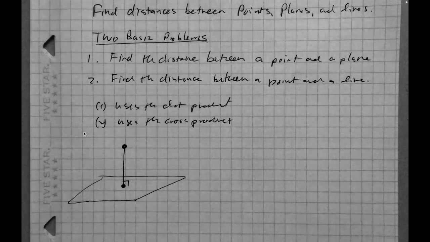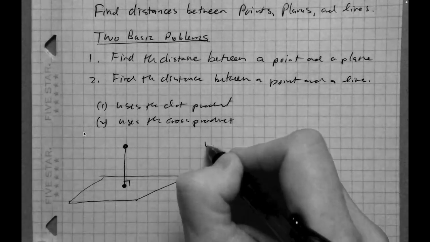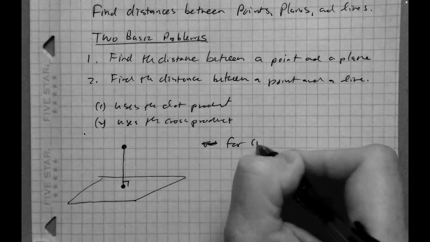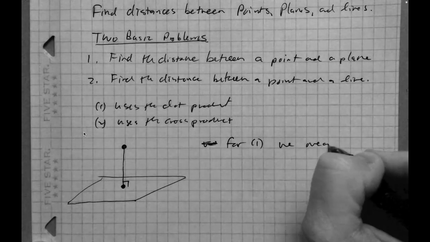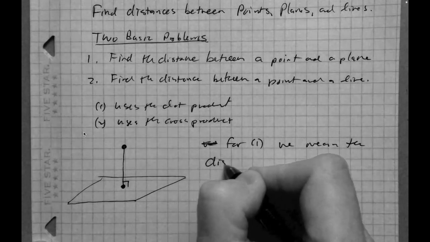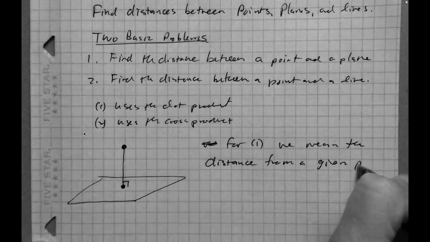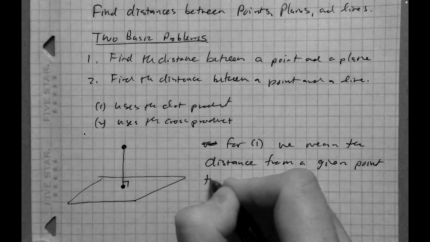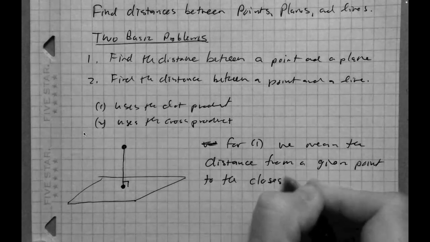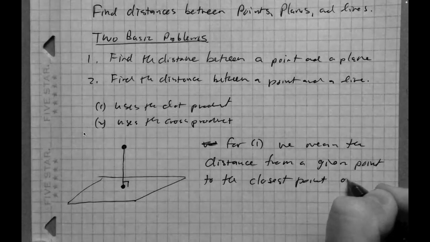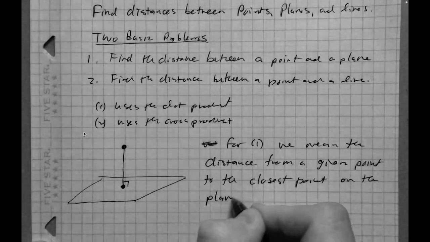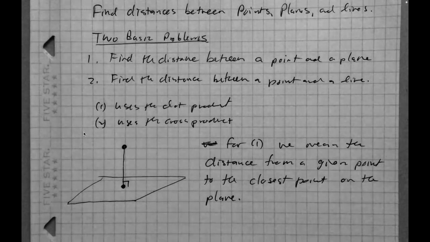Okay, so for 1, we mean the distance from a given point to the closest point on the plane. Not the farthest point on the plane, not some random point in between the closest and farthest, but the closest. All right, and this is going to imply a normal line to the plane.